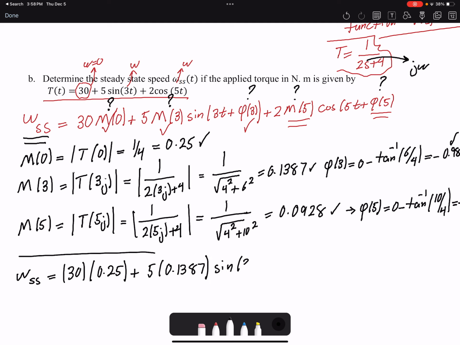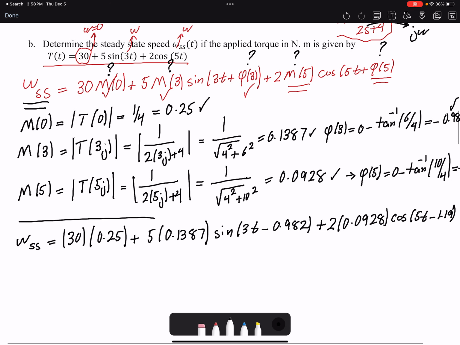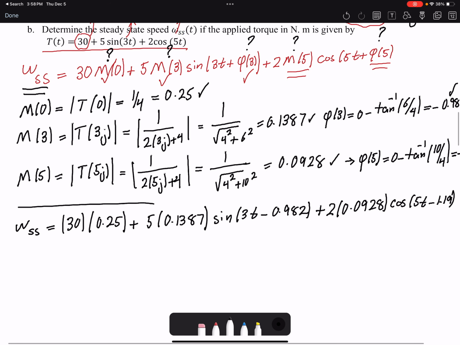Sine of 3t minus 0.982 plus 2, and M5 was 0.0928 cosine 5t minus 1.19. So you can see the smaller value has a more significant effect for us. When you get a magnitude change of a small value, don't think that's negligible. That actually makes the largest difference because we are multiplying the magnitude by that fraction.